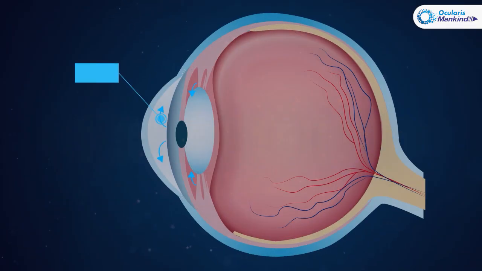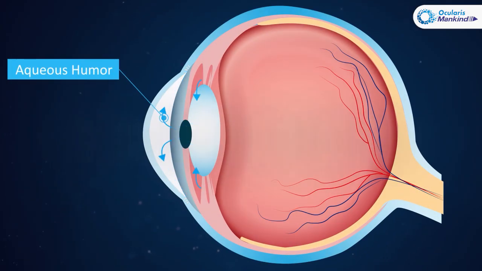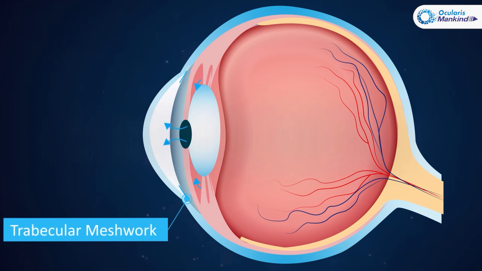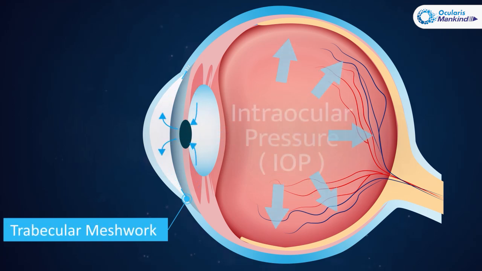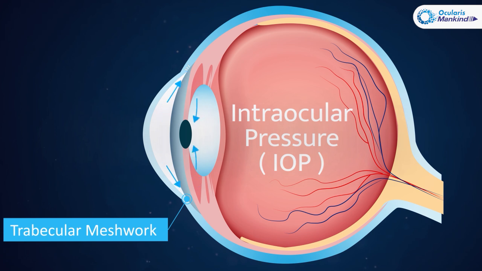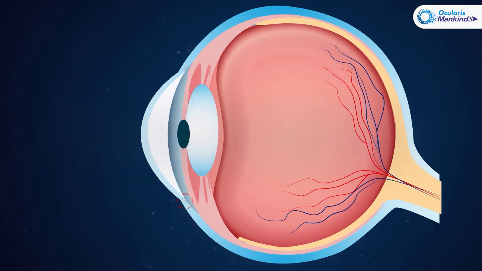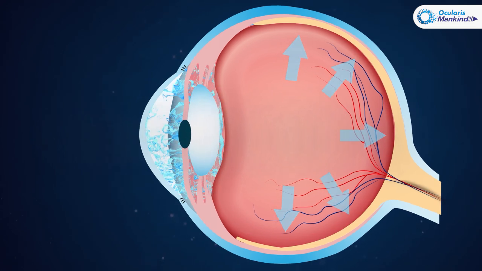Our eye constantly makes aqueous humor. As new aqueous humor flows into the eye, the same amount should drain out. The fluid drains out through an area called the trabecular meshwork. This process keeps the pressure in the eye, called intraocular pressure or IOP, stable. But if the trabecular meshwork is not working properly, fluid builds up. Pressure inside the eye rises, damaging the optic nerve.